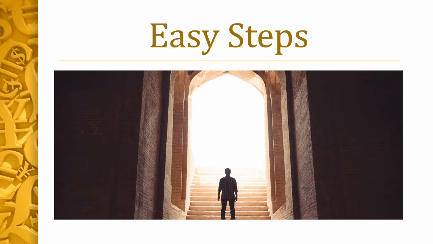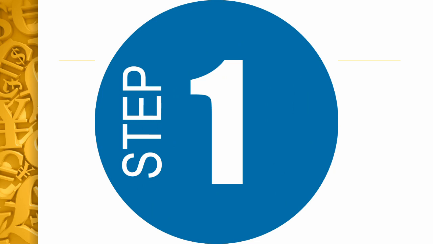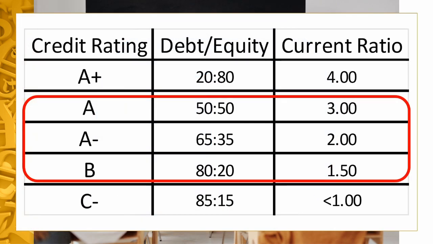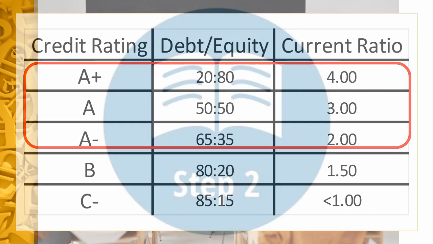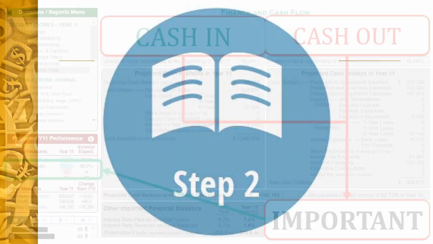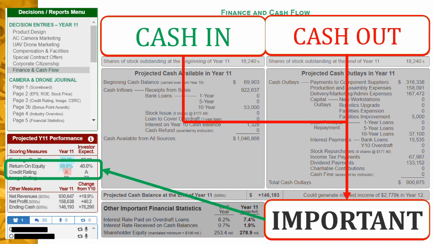Now that you know everything you need to know as background, here are 2 easy steps. Step 1. Pick a credit rating target, one that is balanced with return on equity or ROE. We generally recommend a lower credit rating earlier on and ending credit rating as high as it can be. Step 2. Adjust your cash in and cash out to meet the targets you choose.